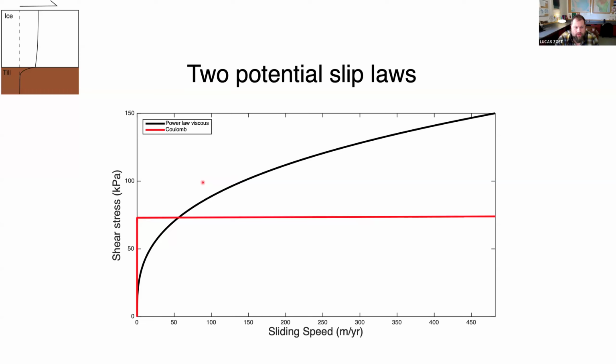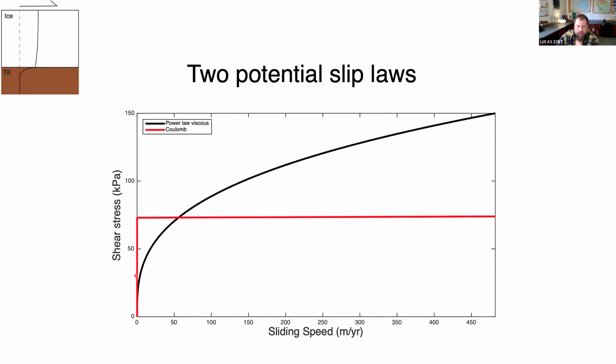Now, when the ice slides over a till bed, these are 2 potential slip laws. And so also a lot of plots like this where sliding speed is on the x-axis, increasing from left to right, and shear stress is on the y-axis. Sometimes I'll normalize the shear stress and call it friction, but it's effectively the same thing for what we're talking about here. So one end member case could be like a Coulomb material where you push on the bed, nothing happens.